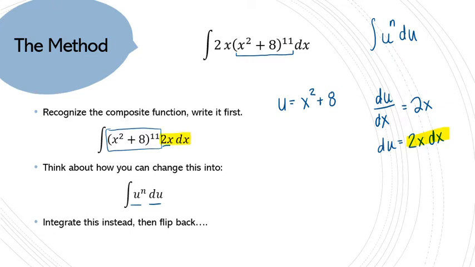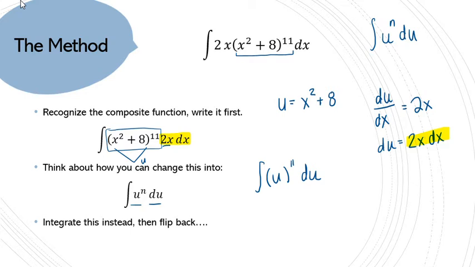So I can rewrite this integration in terms of x as an integration in terms of u. And here's what it looks like. The integral of u, I don't know why I put it in brackets, because I'm changing x squared plus 8 to u, to the power of 11 with respect to u, sorry.